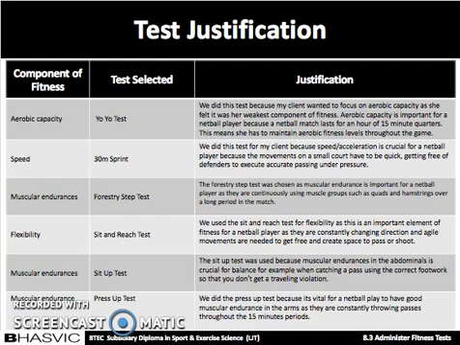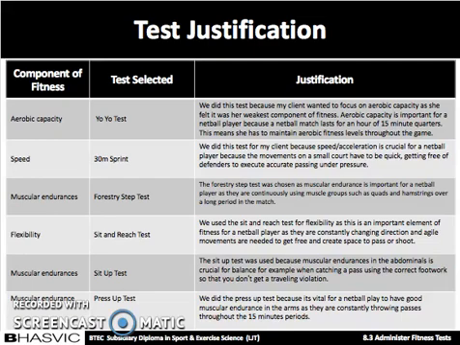Aerobic capacity is important for a netball player because a netball match lasts for an hour of 15-minute quarters. This means she has to maintain aerobic fitness levels throughout the game.